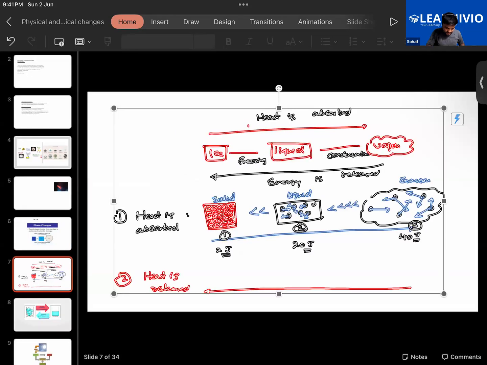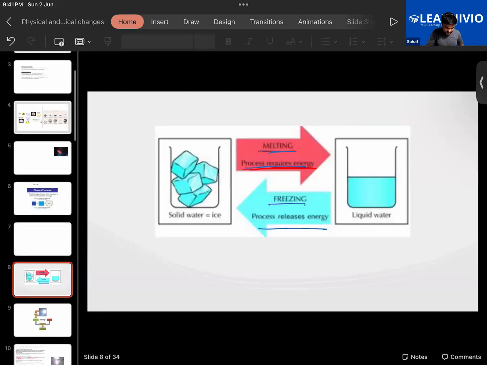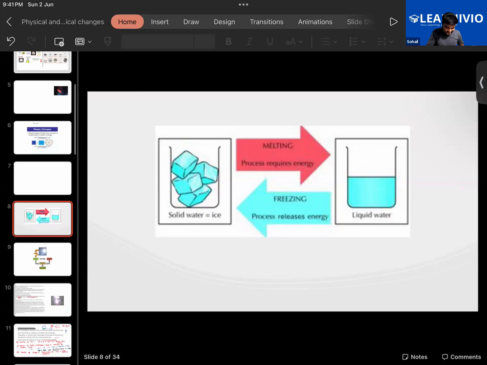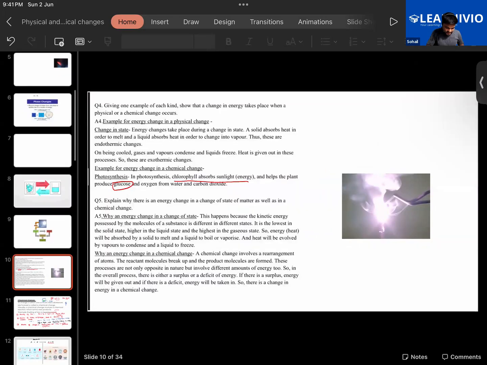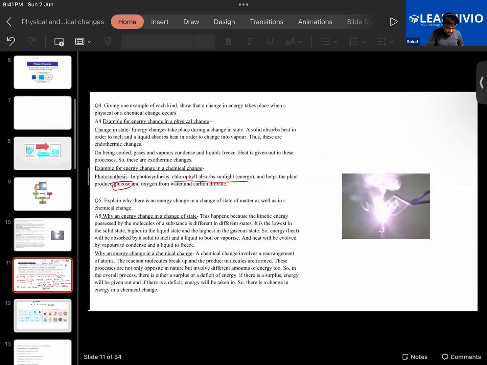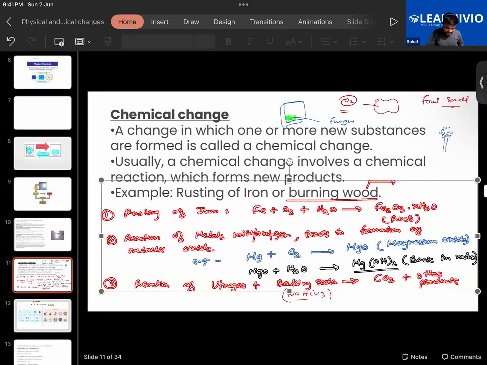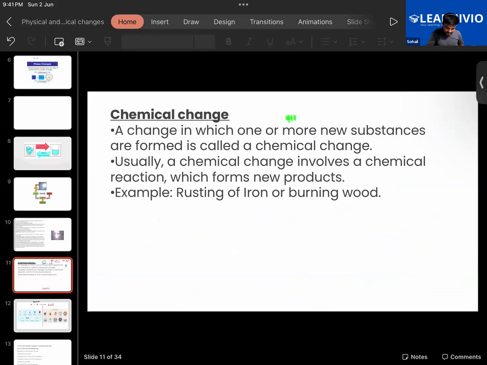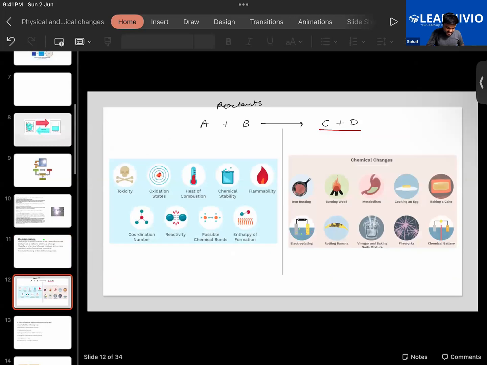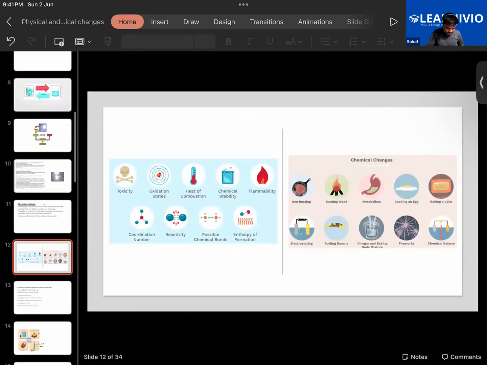We are going to start this chapter today, and there are different interesting things we are going to learn in this chapter. We are going to learn about different types of changes that are continuously occurring in our nature, and how each change is distinct, each change is unique in nature.